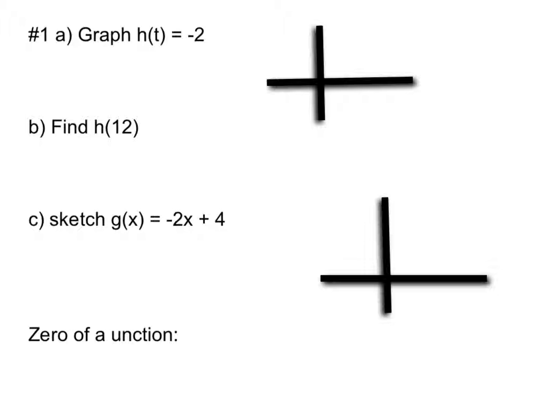So here you go. In example number 1, I want you to sketch the graph of h of t equals negative 2. Now remember, h of t is really just some cute way to say y. That just says y equals negative 2. And what did we say about y equals some constant? They're always horizontal lines. Go down 2 and draw across. Sketch the graph. There it is. Beautiful. That's h of t is equal to negative 2.